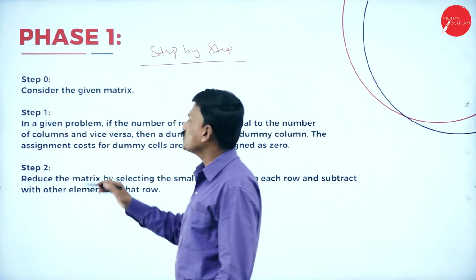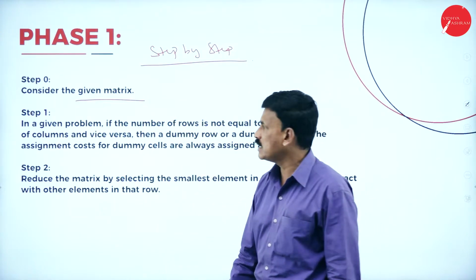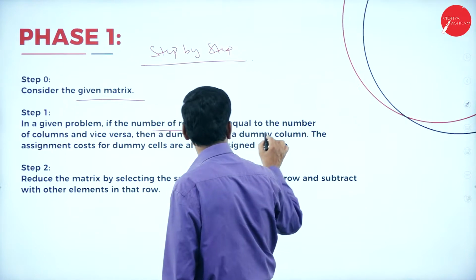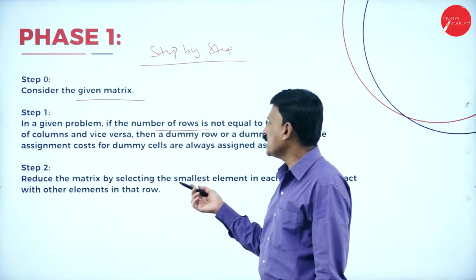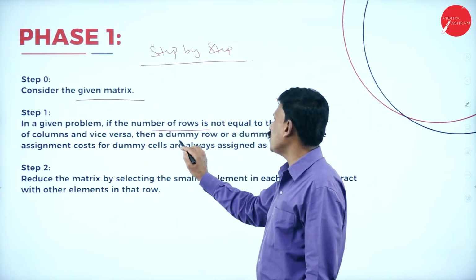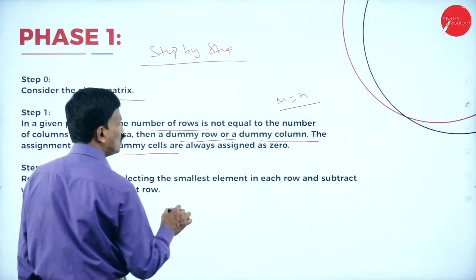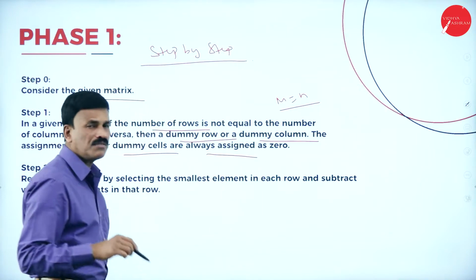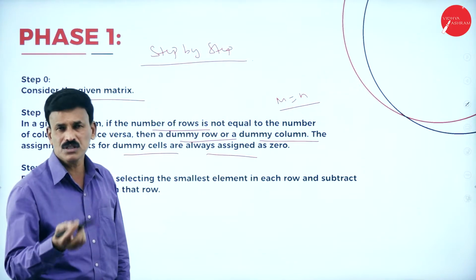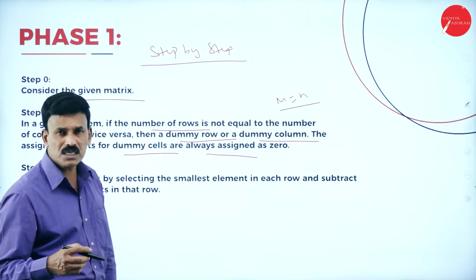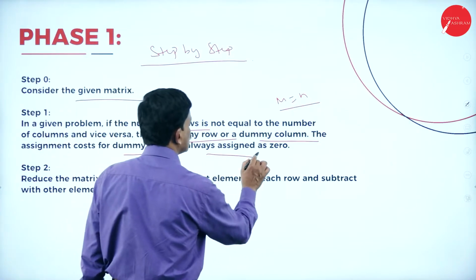Step 0: consider the given matrix. Verify whether it is balanced or unbalanced. If the number of rows is not equal to the number of columns, then we add a dummy row or dummy column. The assignment cost for dummy cells is always assigned as 0. Now, check whether it is a balanced or unbalanced assignment problem. If it is balanced, we can go for the next step. If it is not balanced, then we add a dummy row or dummy column with the cells always assigned as 0.